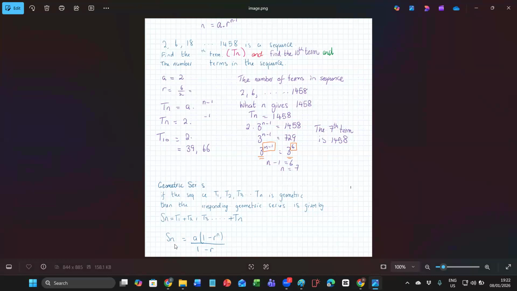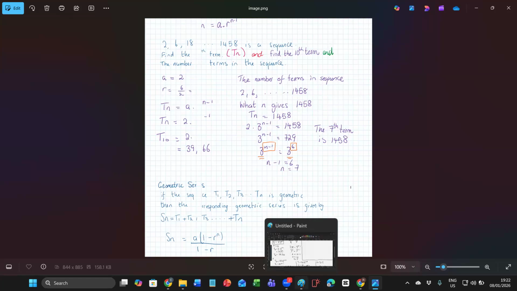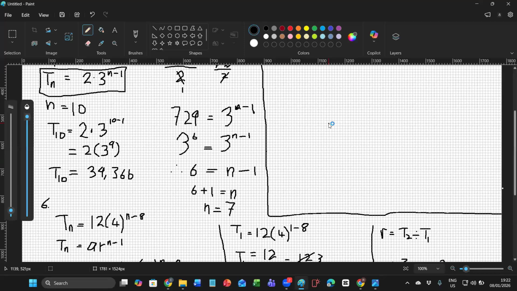Sn, you can still see my screen, right? Yes, sir. Sn equals a into bracket 1 minus r raised to power n. Okay, so this one will slightly change because our common ratio here is bigger than 1. This one requires some patience, right? Well, let's see, I think we can do it.